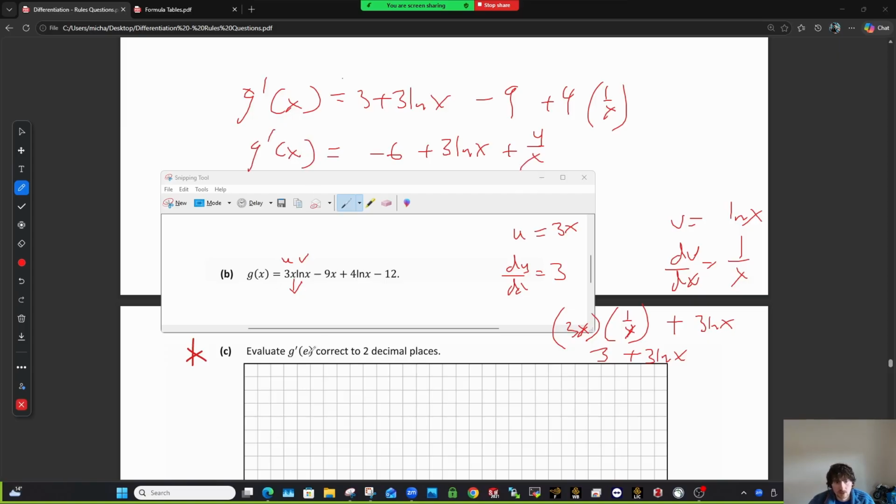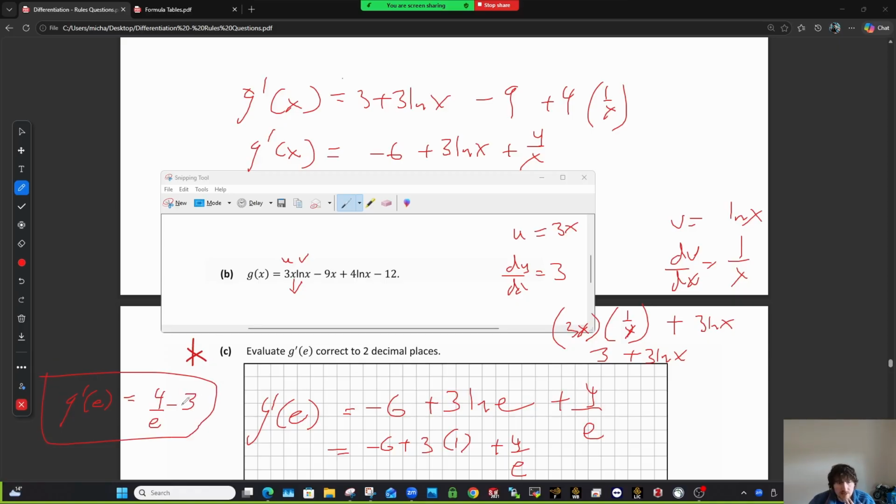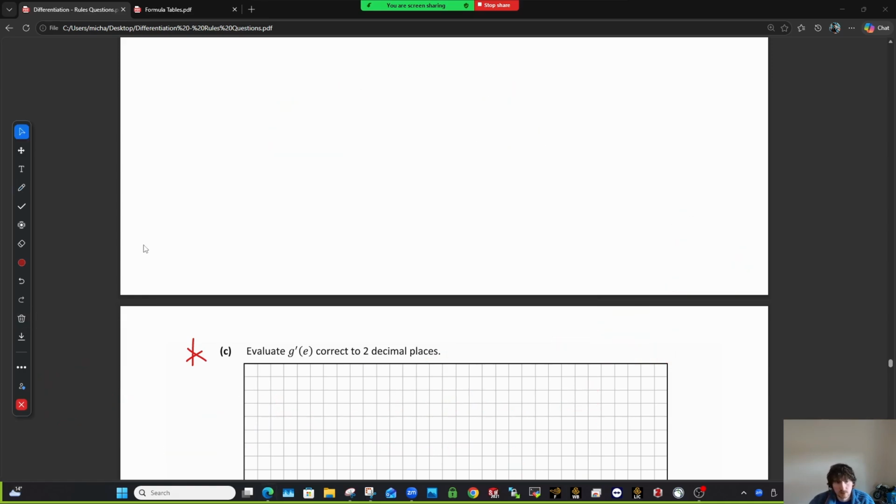And then we actually want g'(e). So g'(e) would be equal to minus 6 plus 3 ln e plus 4 over e. We should know ln e, that's log base e of e, that's just 1. So this is minus 6 plus 3 times 1 plus 4 over e. And so the answer is minus 6 plus 3, which is minus 3. So g'(e) is equal to 4 over e take away 3. Something like that will do. Obviously you can give it to 2 decimal places, but that's actually neater. But you've got to give it to 2 decimal places because they want it as 2. Okay.